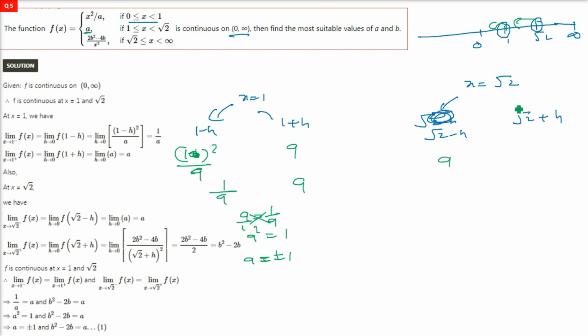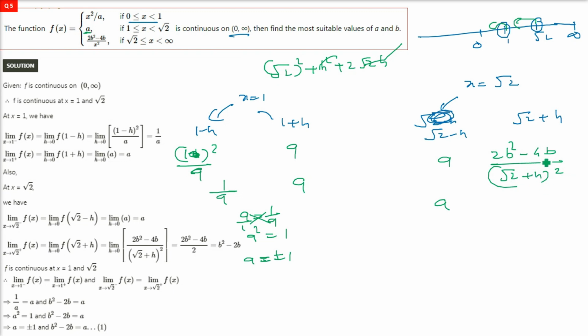Now coming on the right, you have to put root 2 plus h in this 2b square minus 4b by x square. So x will be replaced by root 2 plus h whole square. Now root 2 plus h whole square is root 2 whole square plus h square plus 2 root 2 into h. I am just opening root 2 plus h whole square. So wherever h is there, just apply the limit to 0. Root 2 whole square is 2 only.